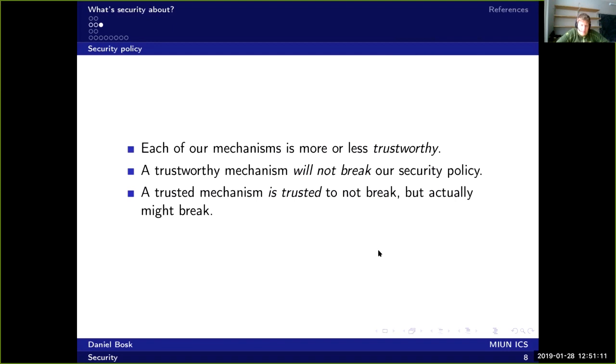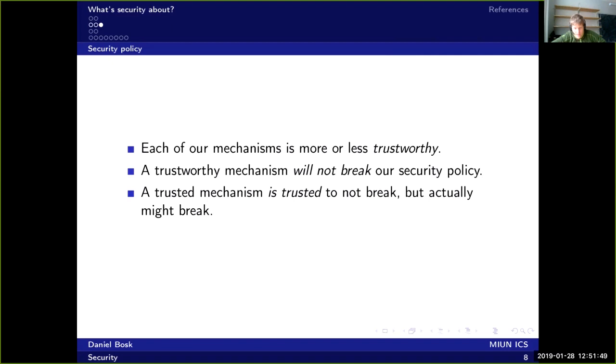And each of these mechanisms that we use is more or less trustworthy. The definition of trustworthy here is that a trustworthy mechanism will not break our security policy because it's perfect. However, a trusted mechanism is one that you trust to not break, but that doesn't say anything about whether it will break or not break your security policy.